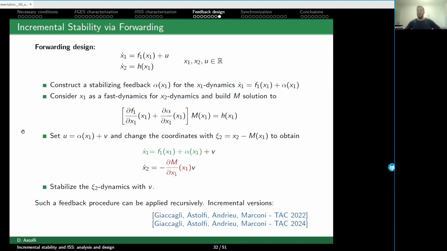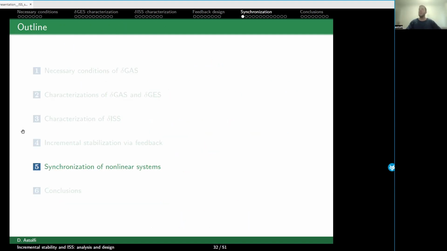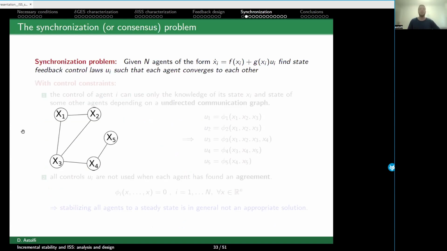Okay, now I will go to the end of my conclusion by quickly showing a direct application of incremental properties, which is the synchronization of nonlinear systems. And this is a very natural application. So the typical synchronization problem or consensus problem that one of the basic ideas that we can try to solve is the following one.